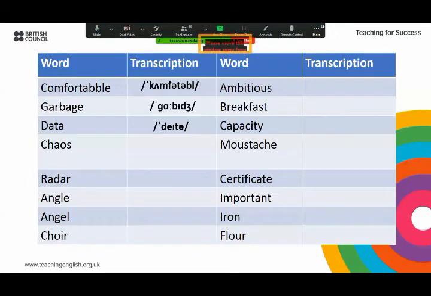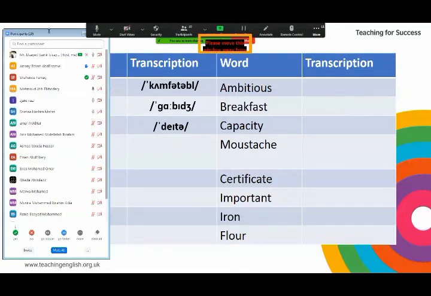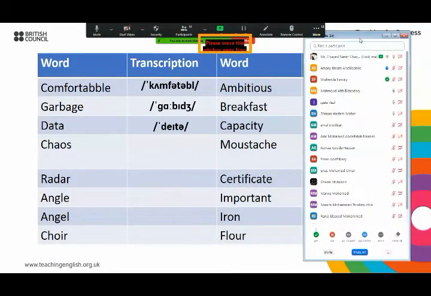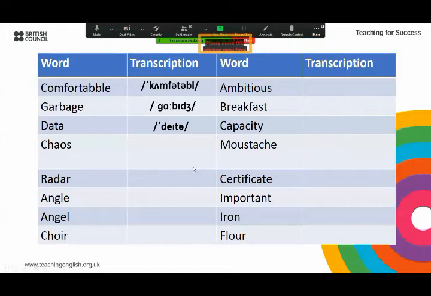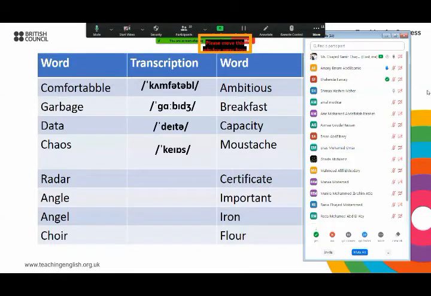The next word. Chaos. Okay, Mr. Mahmoud. Chaos. Yes, chaos. CH here we don't pronounce it cha. We pronounce it as ka. So chaos. Okay, so the transcription is like this. Okay. The next word. Who can pronounce it?